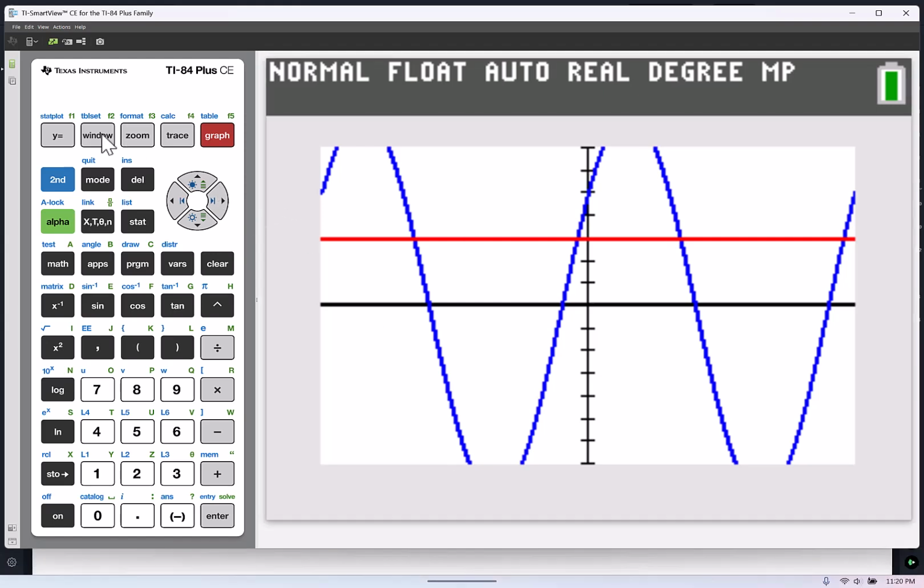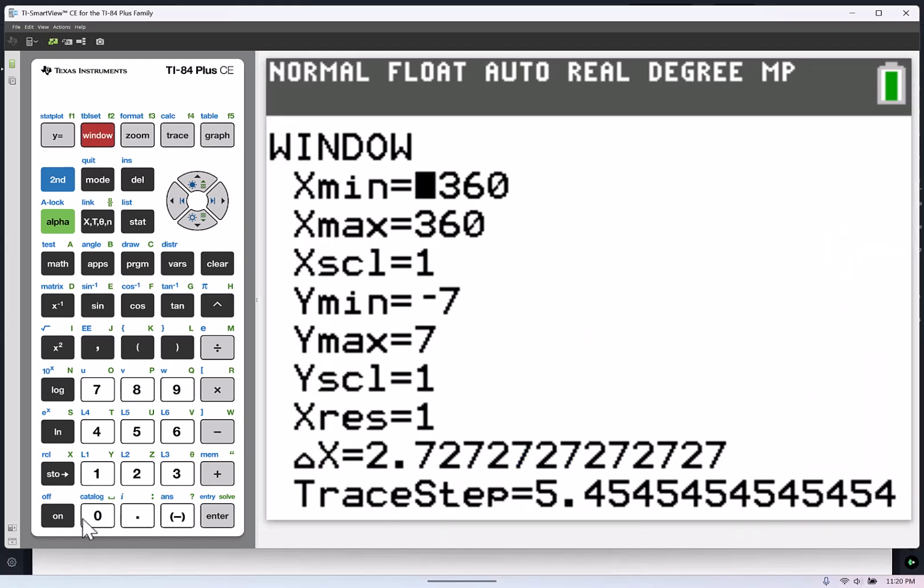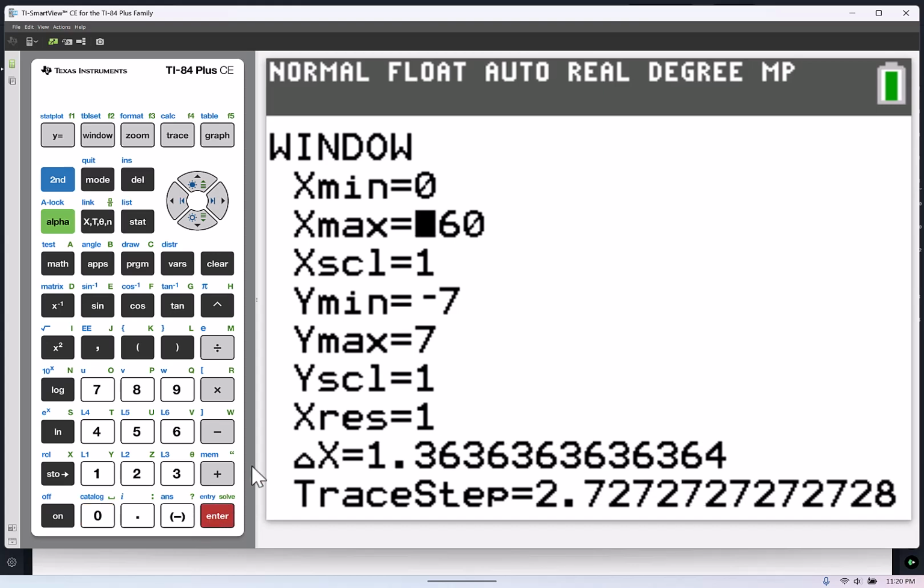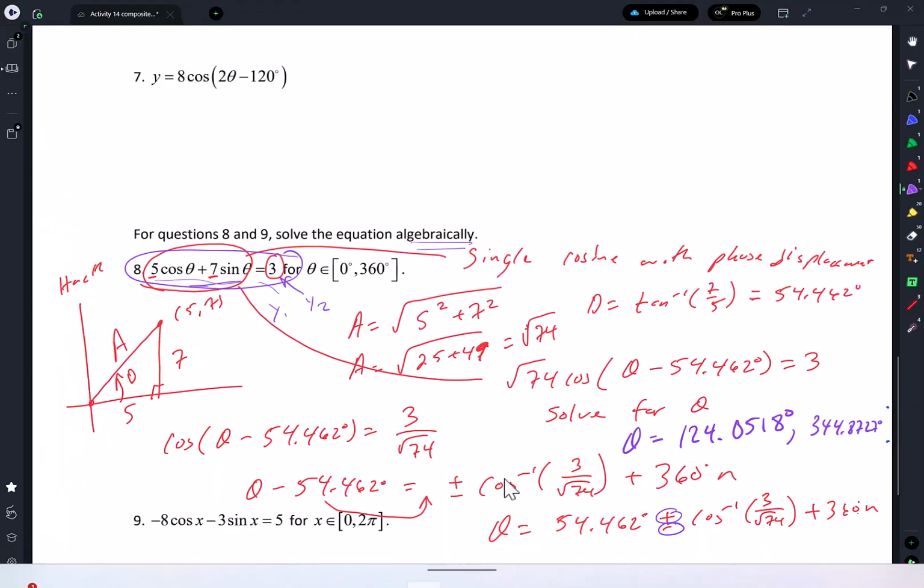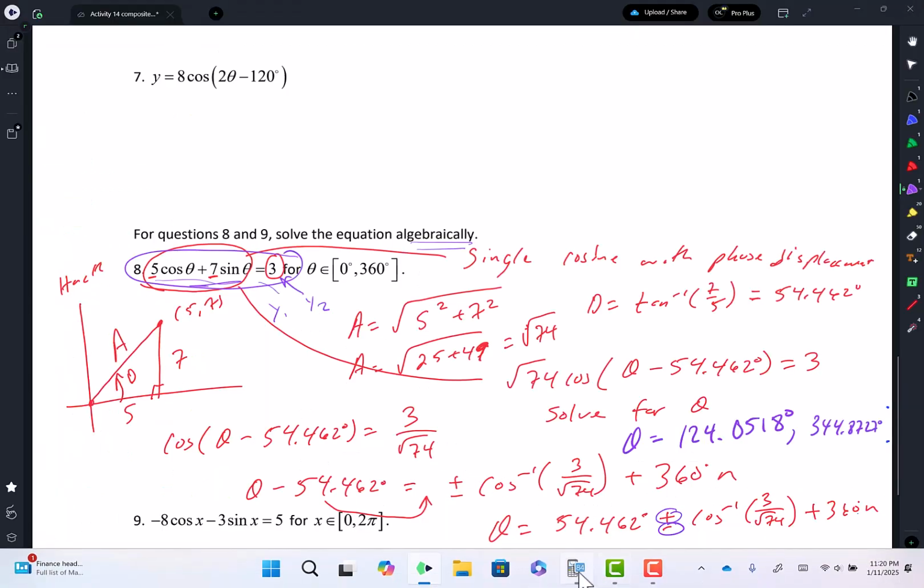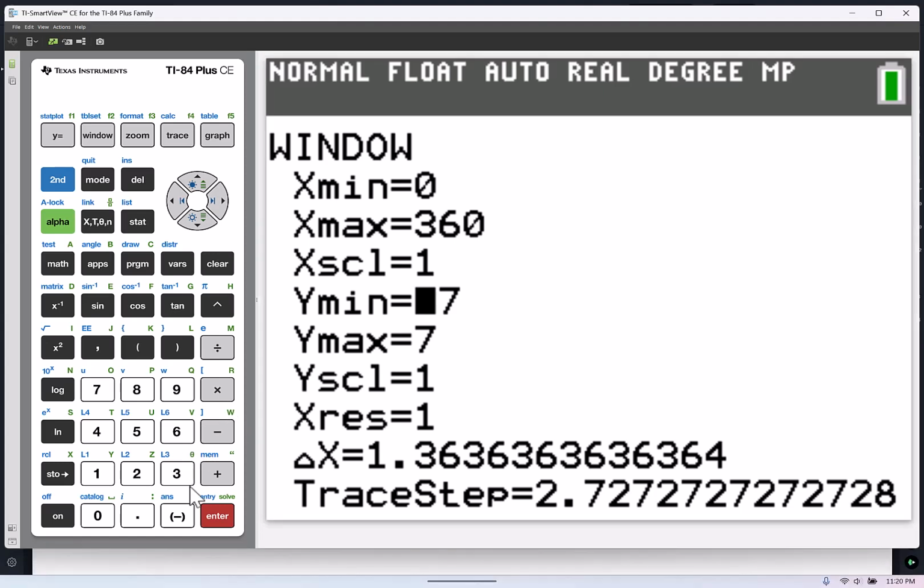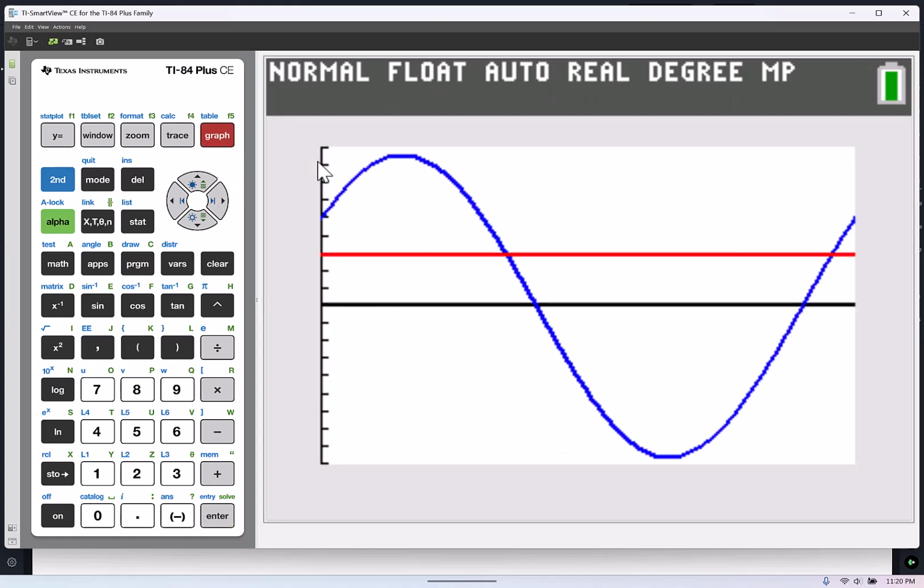Oh, that's because I didn't change my domain. Remember, it was from 0 to 360. So there it is. And if I want to see the whole graph, what was my amplitude? Square root of 74. So I'm just going to put negative 9 to 9 so we can see everything. All right, graph. And there it is, guys.